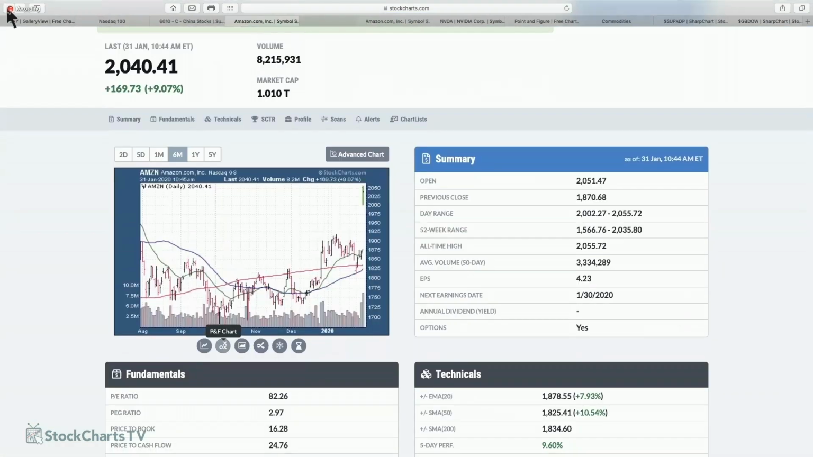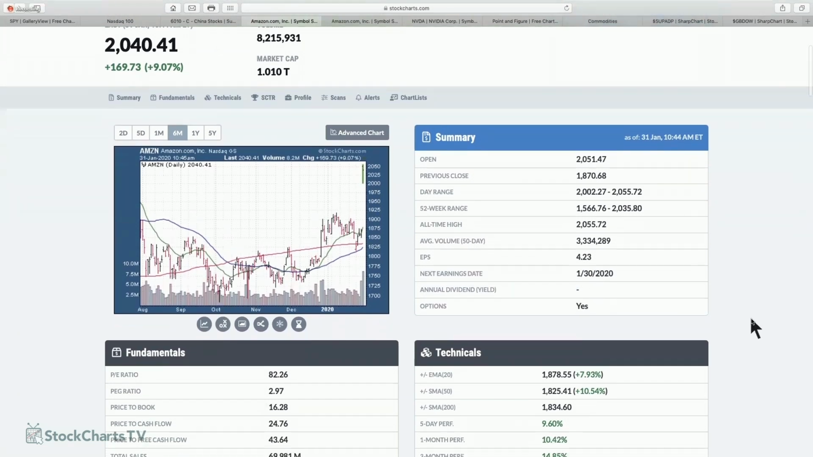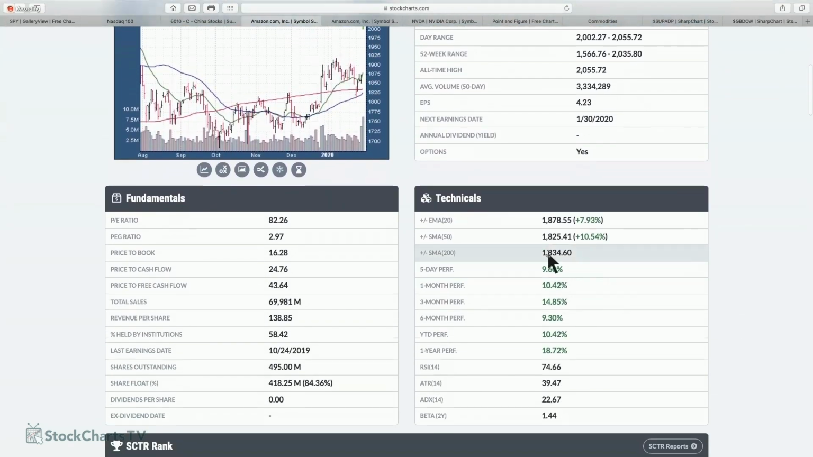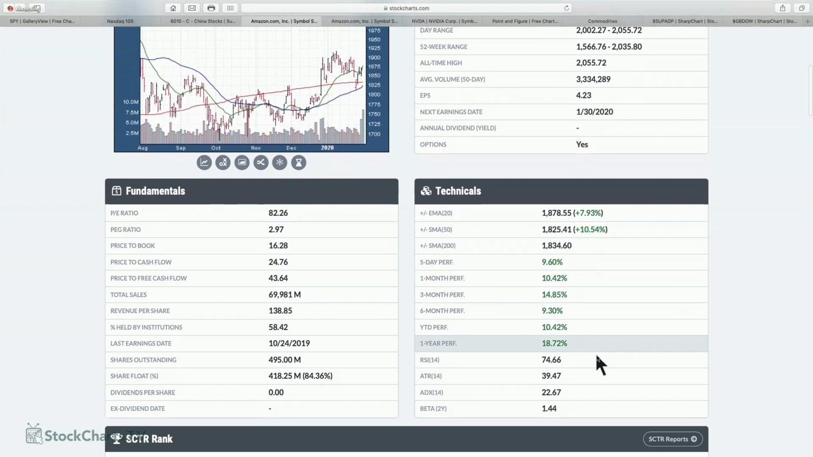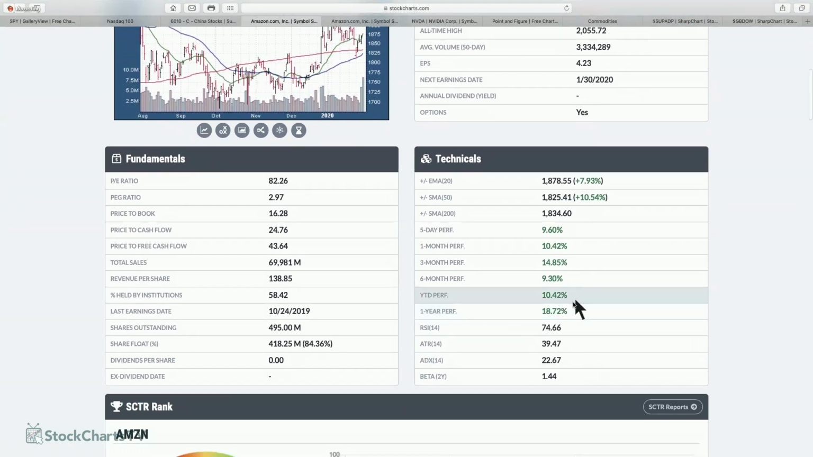I think one of the most outstanding parts of the feature here is some real quick technical information: percentage above or below the 50 and the 200 day EMA. This is really a quick place to go look, just to see how far it is away from the moving average. And then obviously what's the performance year to date, one year performance, all that type of stuff.